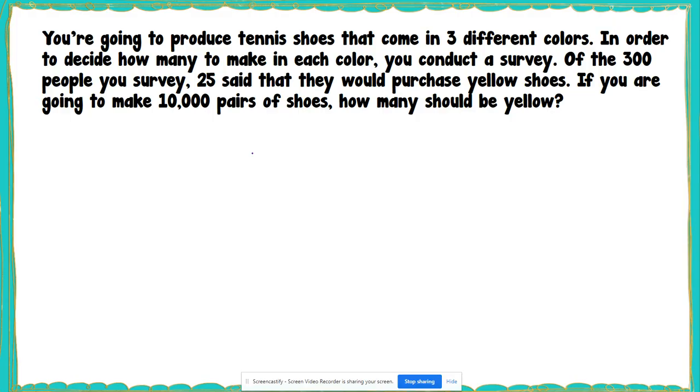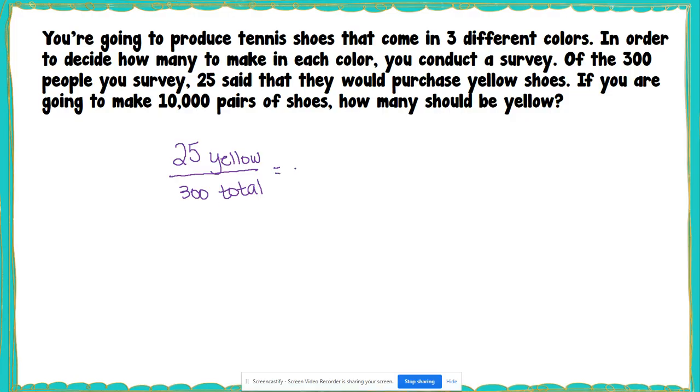To make a proportion here, I would think about what I know. I know that 25 people said that they would get yellow shoes. So 25 people indicated that they would get yellow shoes in my sample. That was 25 people out of 300 total people. So the ratio that I'm going to start with is 25 people said they would get yellow out of 300 total people in the sample.